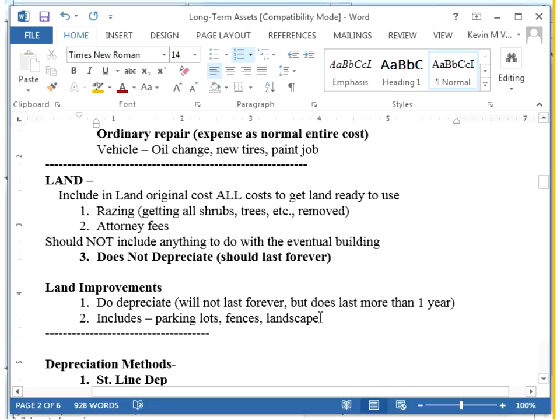Those are expenses that the business incurs, but I don't want to expense it all in 1 year. That would be unfair to that year. I'm going to be using those trees for much longer than 1 year. So I will put them on as a long-term asset and then expense them over their useful life.